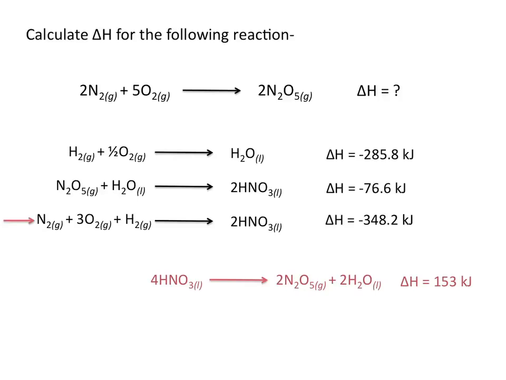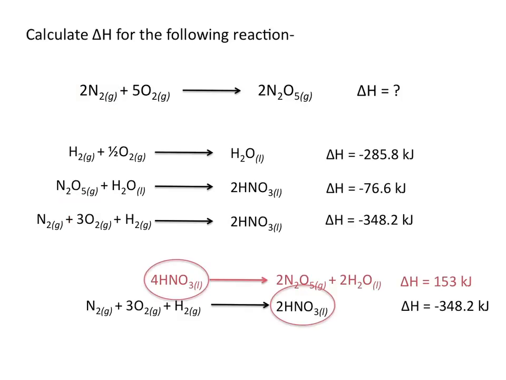Looking at the bottom equation, I'll see that I have N2 on the reactant side. And in my reaction of interest, I also have N2 on the reactant side. But in my reaction of interest, I have 2 moles of N2 on the reactant side. So in order to make this equation more closely resemble the reaction of interest, I need to multiply the entire equation by 2.